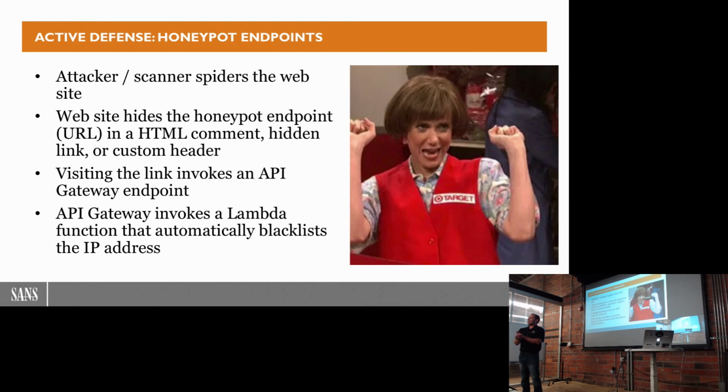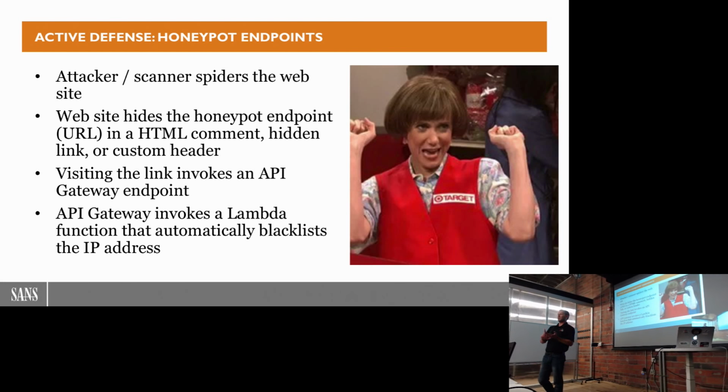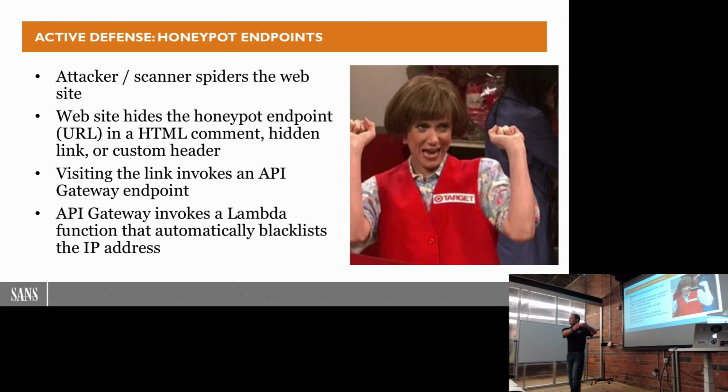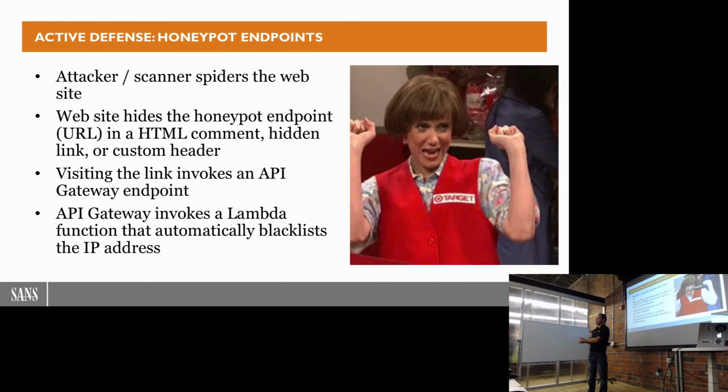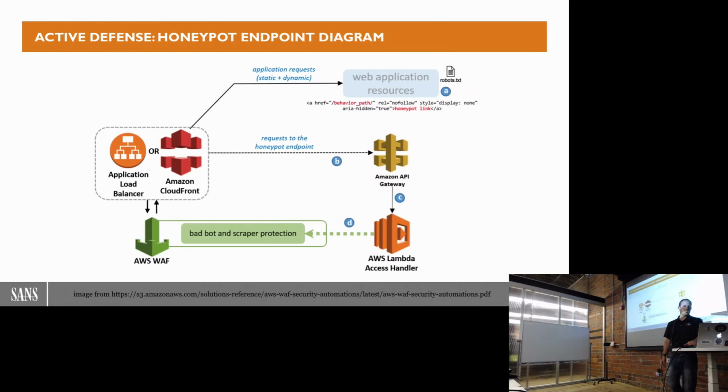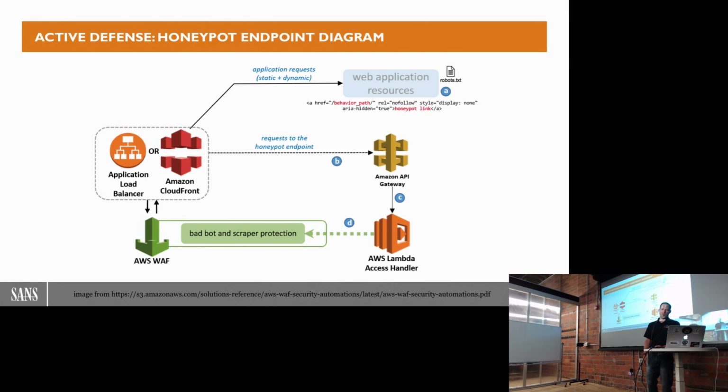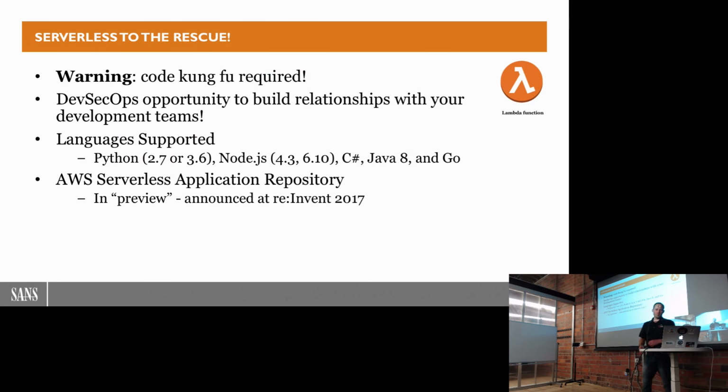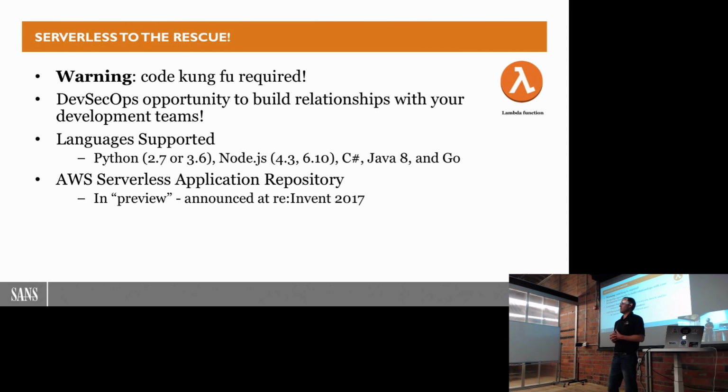So we've got this endpoint hidden. You can put them in HTML comments. You can put them in hidden links and custom headers. That invokes the API gateway, which in turn invokes the Lambda function, which lands you in the blacklist, which is kind of a cool active defense chain. So here is the diagram that zooms in on this a little bit, just this piece. And serverless is how we're pulling this off.